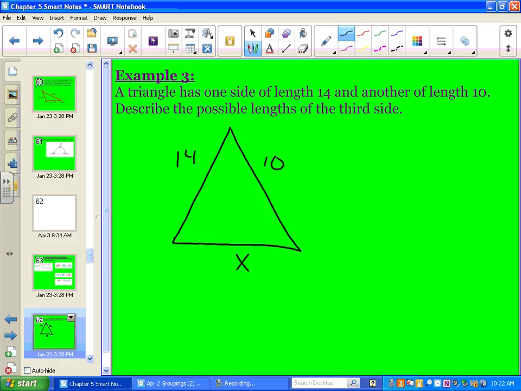So, what is one possible length of the third side in this triangle here? Sarah? 5. How'd you get 5? Okay, so if x is 5, that means which side of the triangle is the longest side then? Dan? 14. So that means one possibility for x is that 14 is the longest side.